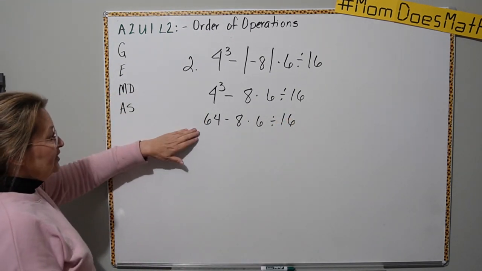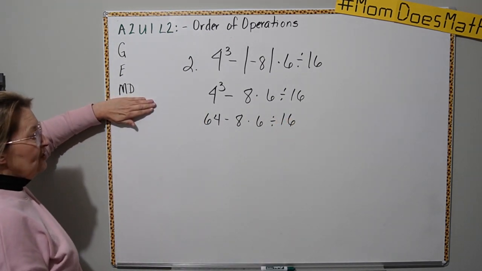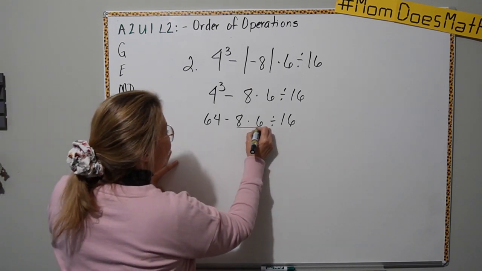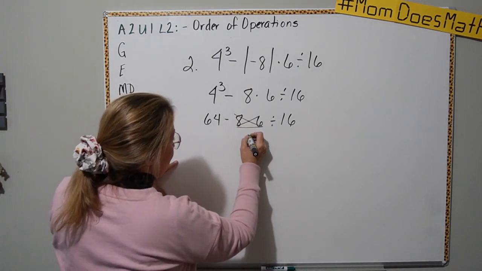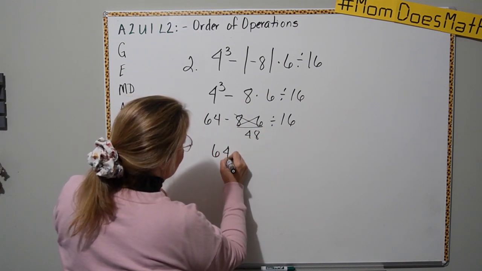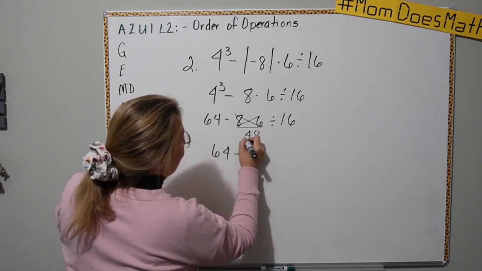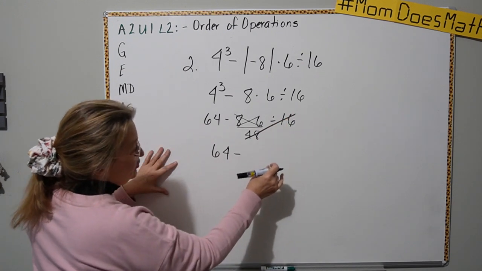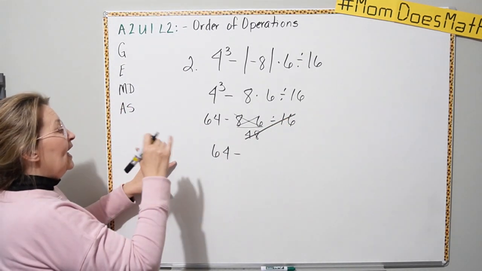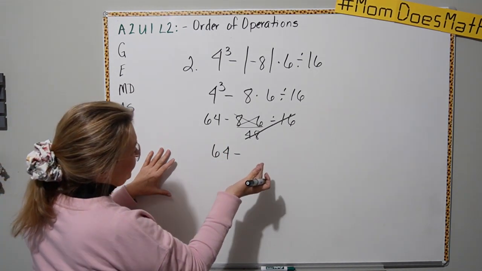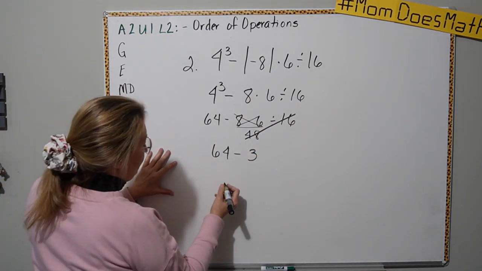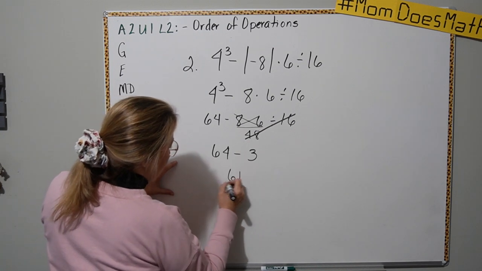Okay, back to the beginning. I'm ready for multiplication, division. So I'm going to go all the way across. Well, here's 8 times 6, which is 48. So now I have 64 minus. All right, 48 divided by 16 would be next because it's still multiplication, division. And 48 divided by 16 is 3. 64 minus 3 is 61.